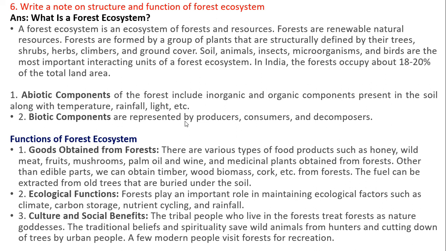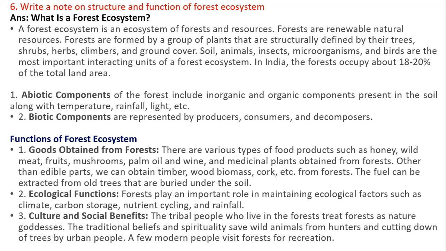First of all, you should know what is the meaning of forest ecosystem. A forest ecosystem is an ecosystem of forest and other natural resources. Forests are renewable natural resources, and forests are formed by grouping of plants that are structurally defined by trees, shrubs, herbs, climbers, and ground covers. Soil, animals, insects, microorganisms, and birds are mostly found interacting in this particular region.